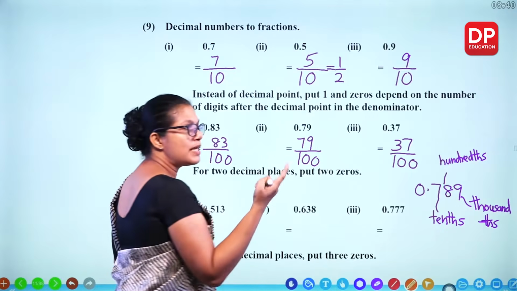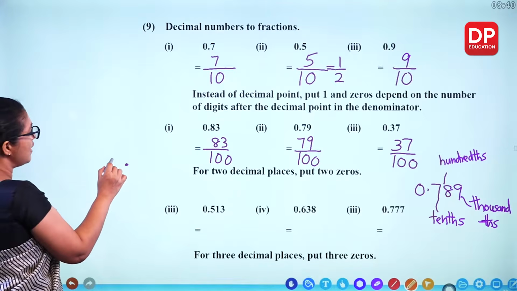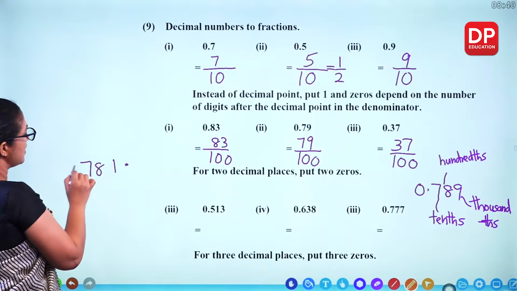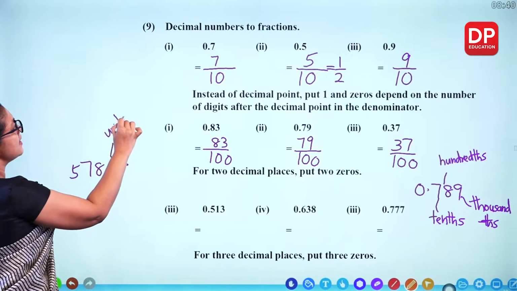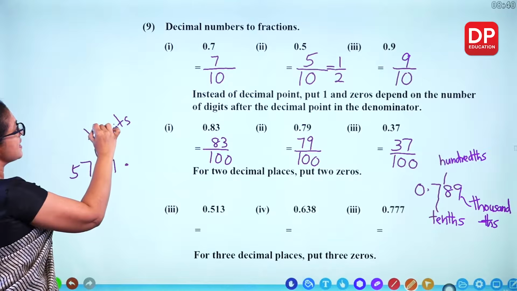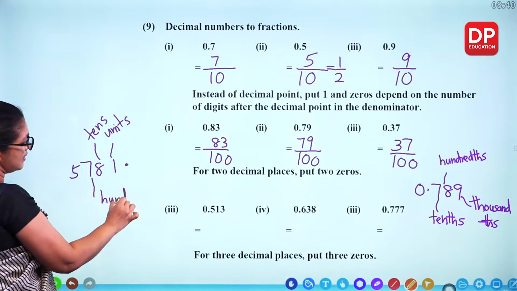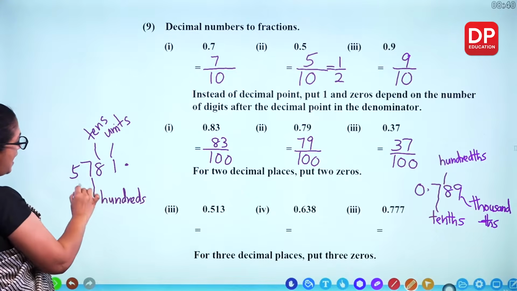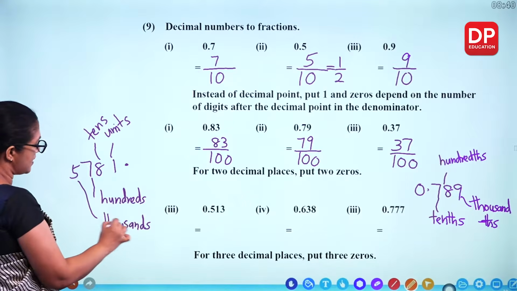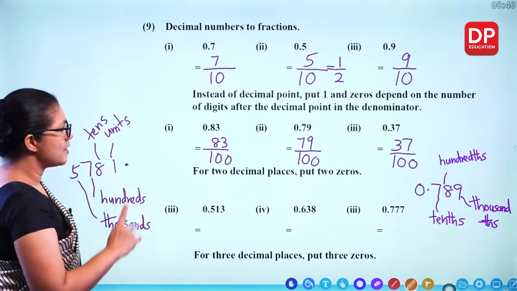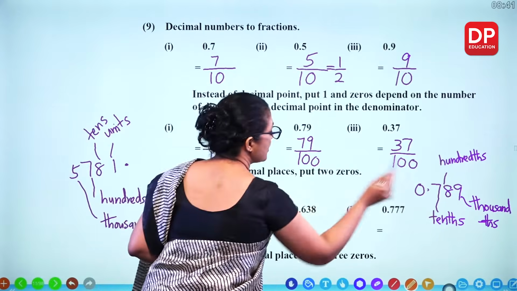Before the decimal point, we call it units place, units. This is tenths, tenths place. This is hundredths place, hundredths place. And this is thousands place. Okay, so we put THS after the decimal point.